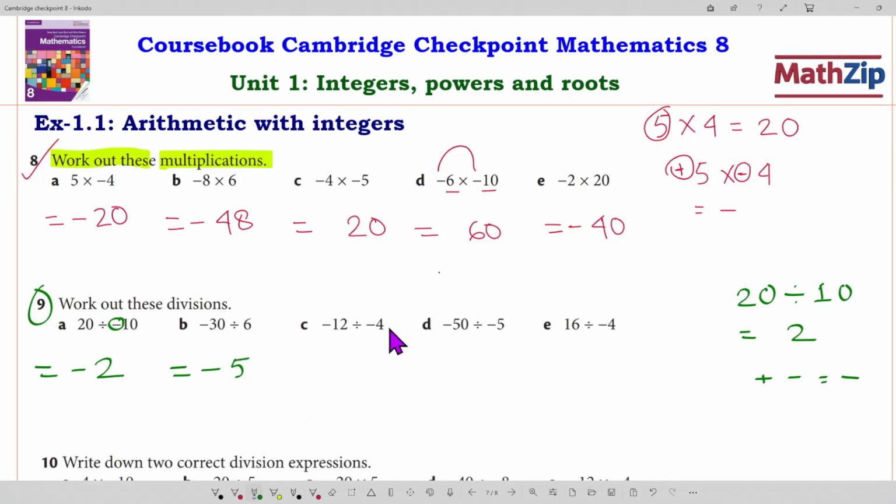Here is minus 30 divide 6, so it's minus 5. Minus 12 divide minus 4, so minus and minus, once we divide, will become plus. 12 divide 4 will be 3, so the answer is 3. Minus 50 divide minus 5, so minus and minus divide will become plus. 50 divide 5 is 10. Simple. 16 divide 4 is 4, and here is a minus sign, so here is minus 4.